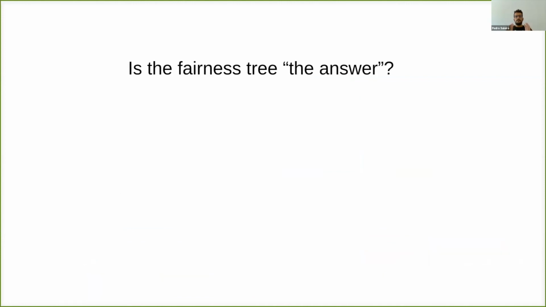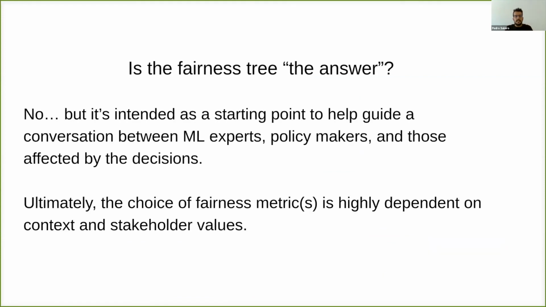But the fairness tree is not the answer, in the sense that defining a fairness metric is probably the most difficult thing to do when auditing, assessing and measuring bias. So it's more about kickstarting a conversation between data scientists, policymakers, and the communities that are affected by these decisions, and trying to come up with a consensus on what fairness and equity means in a specific project. And for sure, this depends on the intervention, as I mentioned, on the stakeholder values, on geographies, and on specific community needs.